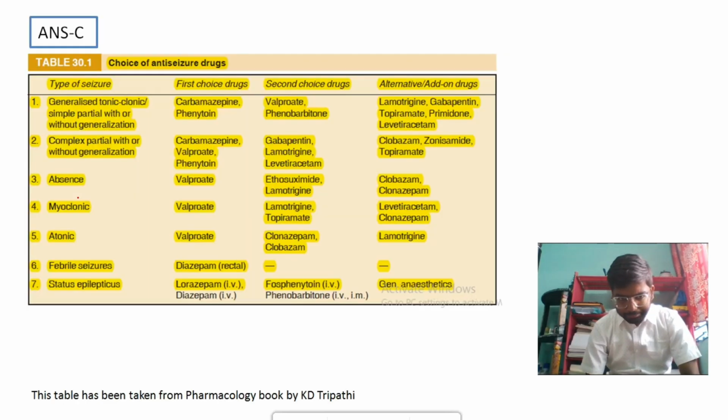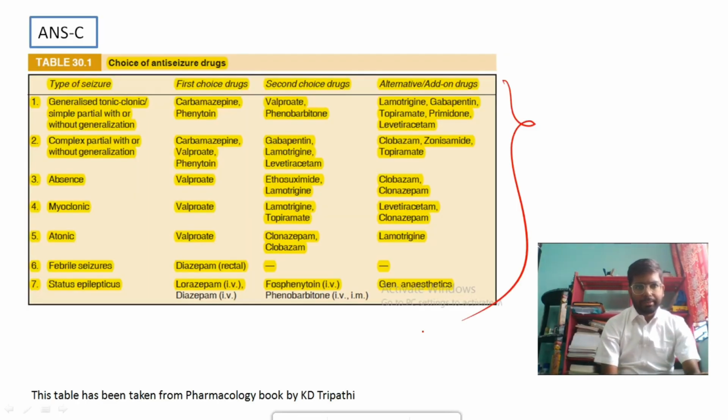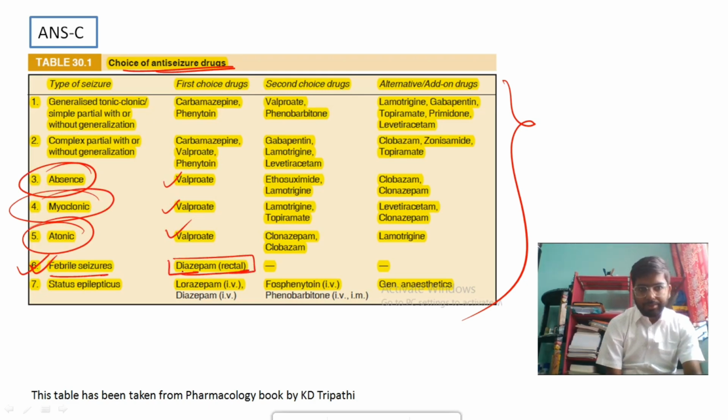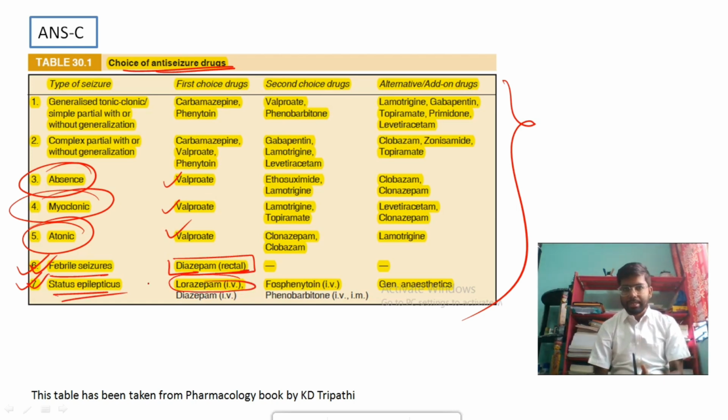Okay, why? You have to understand this table, like choice of anti-seizure drugs. In case of absence seizure, myoclonic seizure and atonic seizure, your drug of choice will be sodium valproate. Whereas in case of febrile seizure, diazepam in rectal route will be your drug of choice. In case of status epilepticus, lorazepam IV route will be your drug of choice. You have to remember this particular table from KD Tripathi. Okay, this is very important.